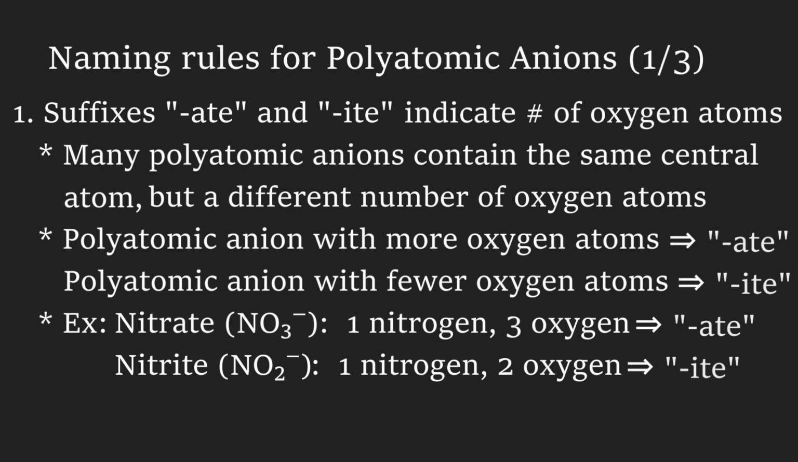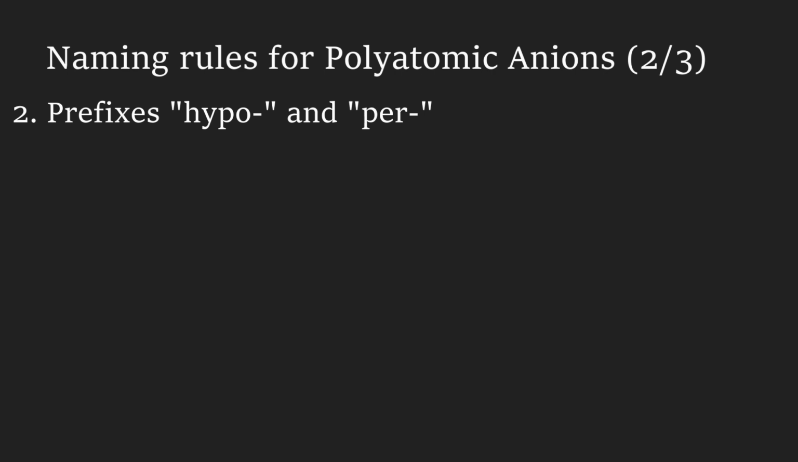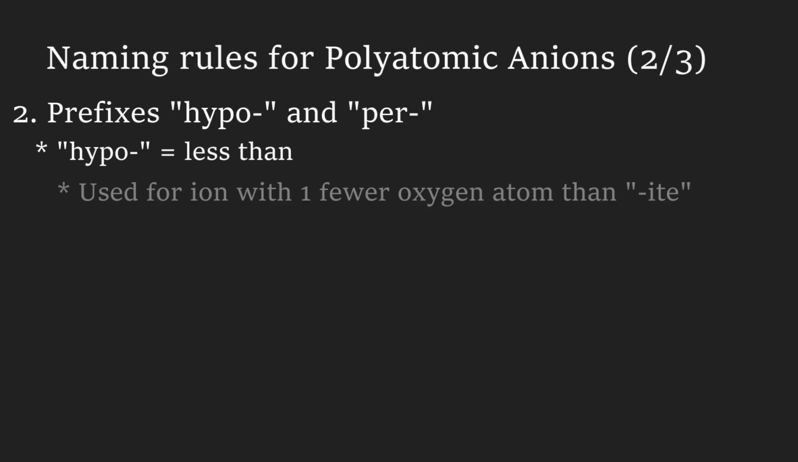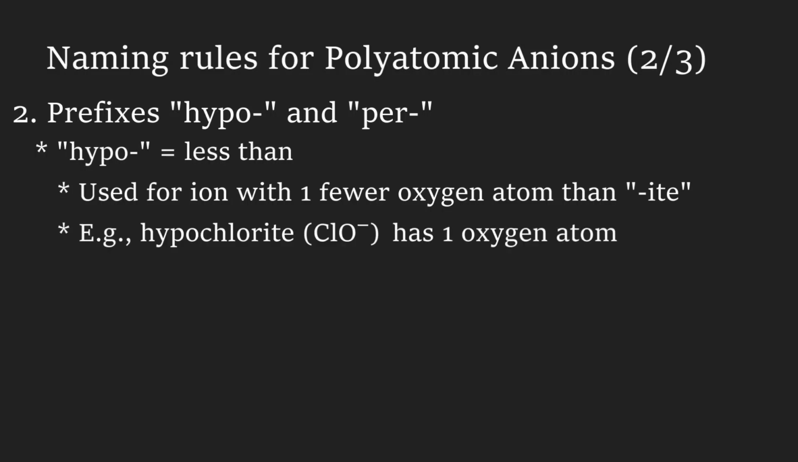Now, in addition to the ate and ite suffixes, chemists use a second way to distinguish between different polyatomic ions in the same series. Namely, not only do they use the suffixes ate and ite, but they also use prefixes. These prefixes are hypo and per. The prefix hypo means less than. It is used for the ion with 1 fewer oxygen atom than the ite form. For example, hypochlorite has 1 oxygen atom, which is 1 fewer than chlorite. So the former gets the prefix hypo.